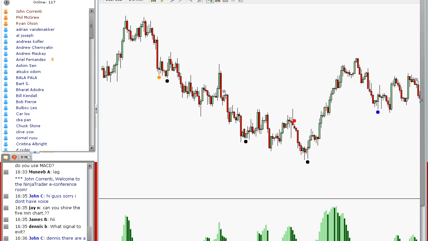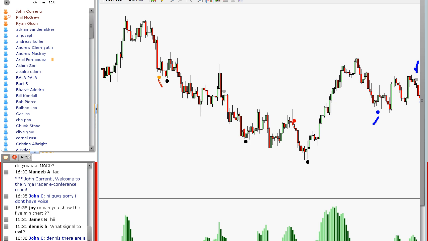So if the market is trending up, I'll just repeat that. If it's trending up, it's blue. If it's trending down, it's red. If the market's choppy, the dots are either black or gray. So here's a gray dot. I'll explain the difference between the two. And here's a black dot, obviously.